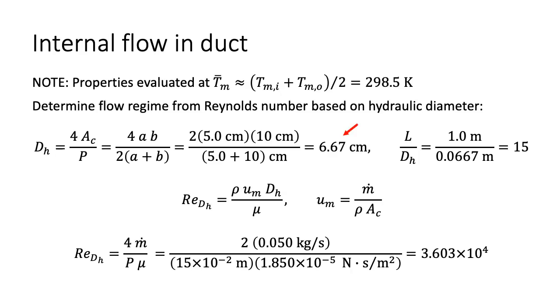Also, since this is a non-circular duct, we need to calculate the hydraulic diameter, for which we get a value of 6.67 centimeters. Note that this corresponds to a pipe length of 15 diameters. Finally, we get a Reynolds number of 36,000.